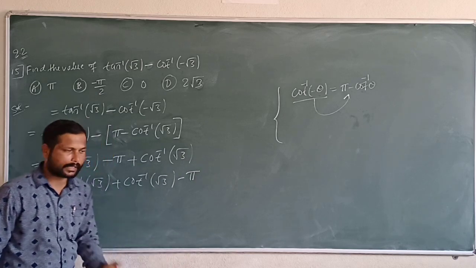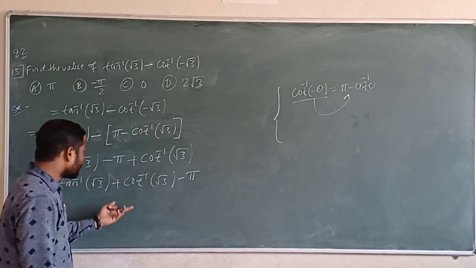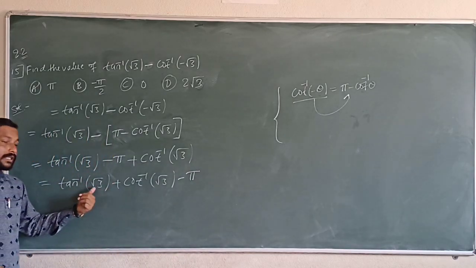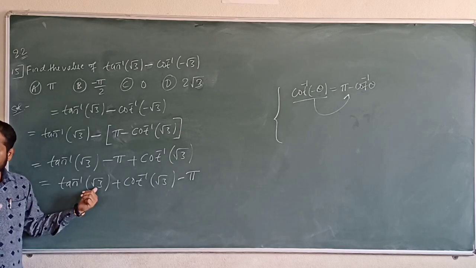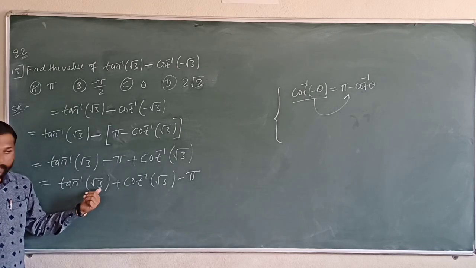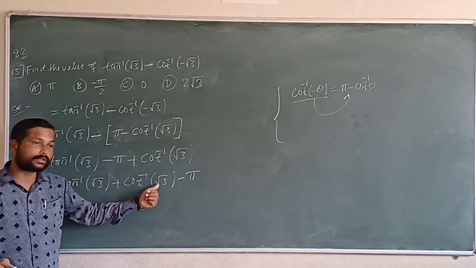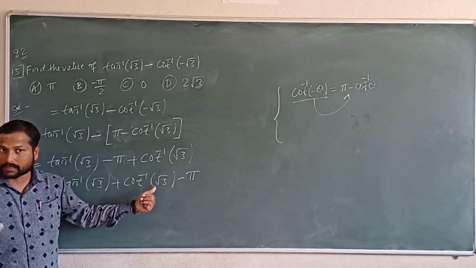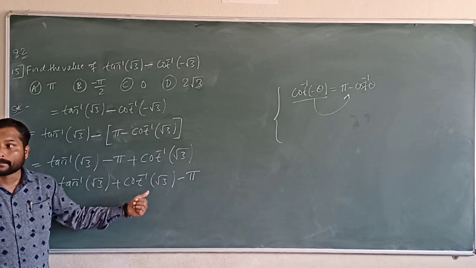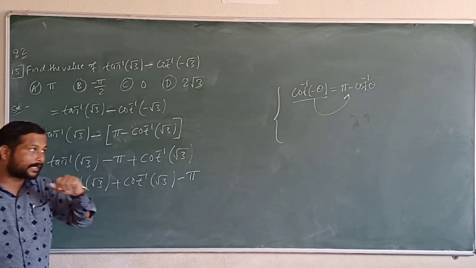Again, tan inverse of root 3: what is the value? Is it inside the range or outside the range? Is cot inverse of root 3 inside the range or outside? There is no need to do all that. What you need to know is the property.